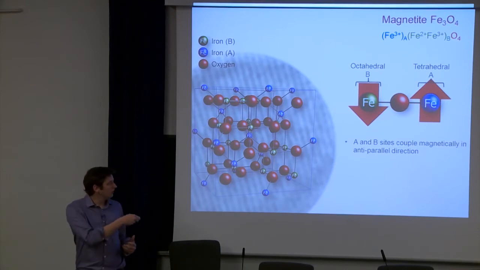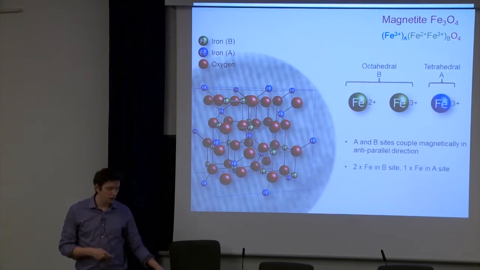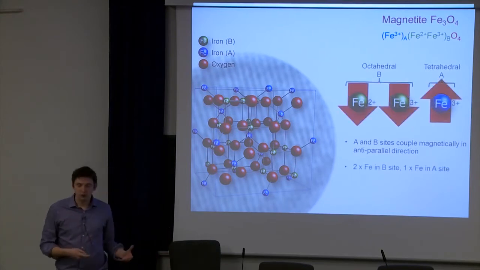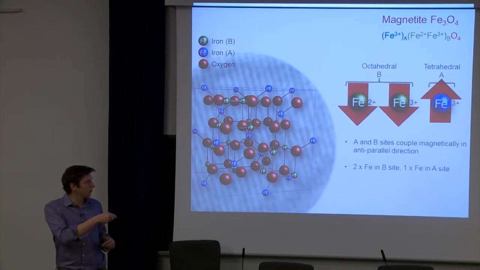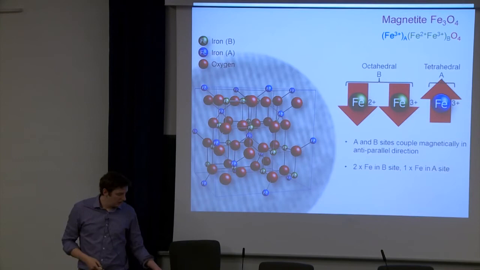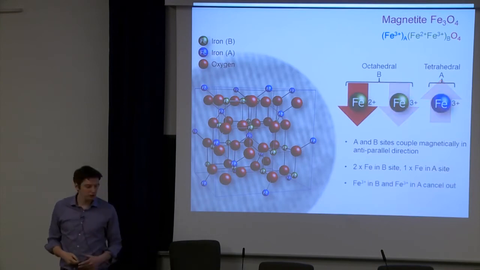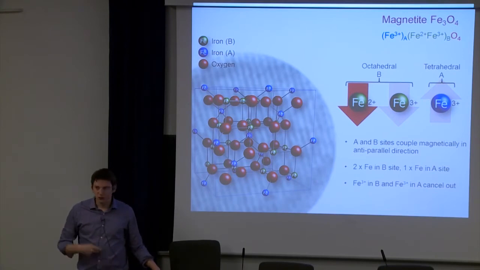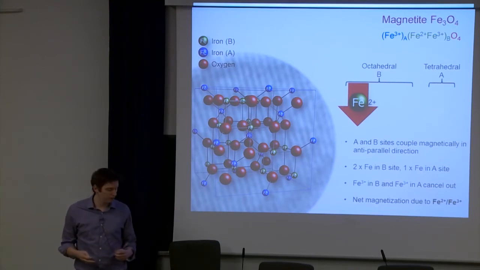And for every one iron atom that's in the tetrahedral site, there are 2 iron atoms in the octahedral site. So you can think of the different magnetization direction arrows as 2 going down and 1 going up. And effectively, the one down arrow and one up arrow cancel each other out. And so the magnetization really can be thought of as due to the iron 2, or more realistically, it's the iron 2, iron 3 ratio.